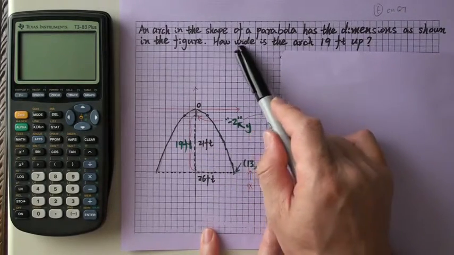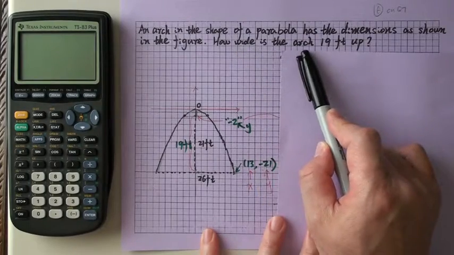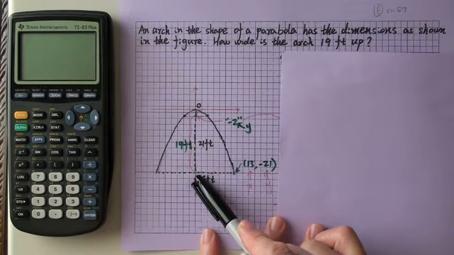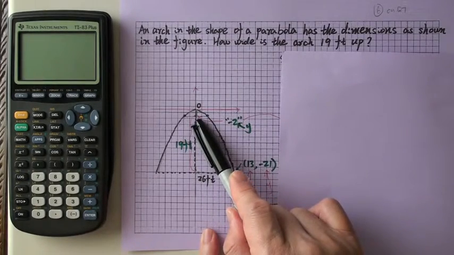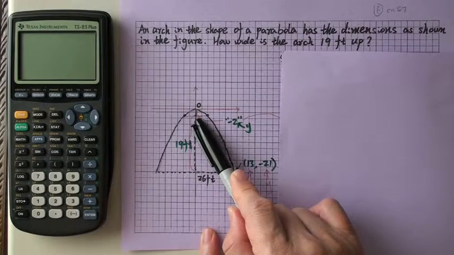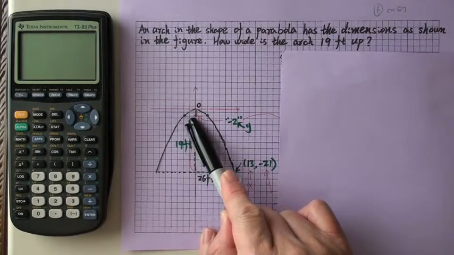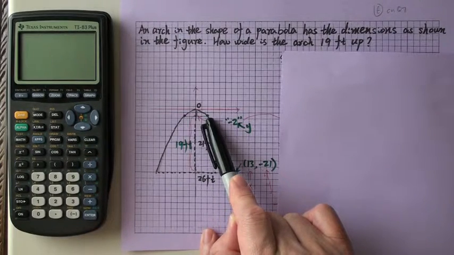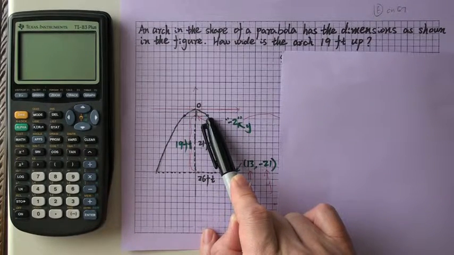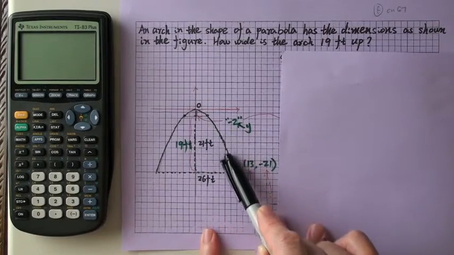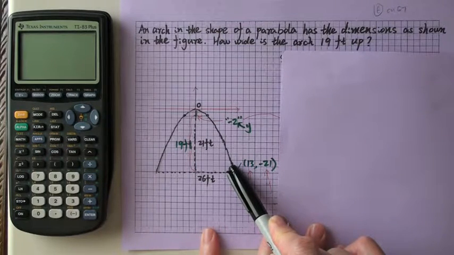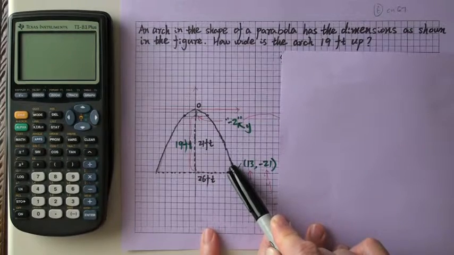The question right down here is, how wide is the arch 19 feet up? 19 feet up is from the bottom to somewhere here, this high. So we want to find out the width from this point left to this point right. And we are given this shape is a parabola. We need the equation to help us.